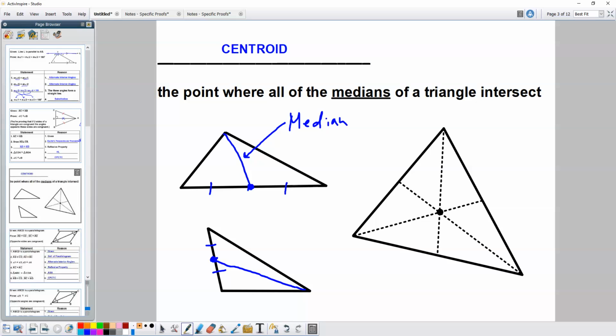And in a triangle, there are 3 medians. Okay, so like these dotted lines over here, they're all medians. That would be congruent to that. That would be congruent to that. And that would be congruent to that. When all 3 medians intersect at this one point right here, that point is called the centroid. Okay? So medians are the lines, and then when 3 medians intersect, they intersect at a centroid.